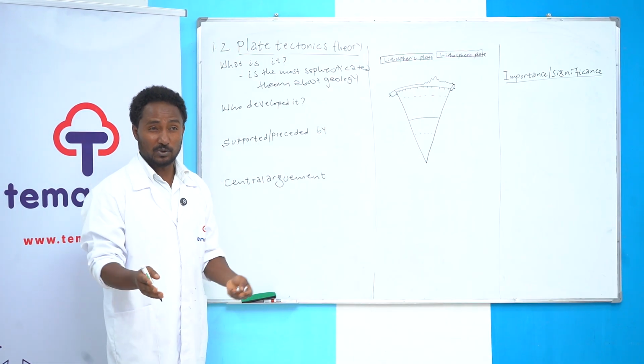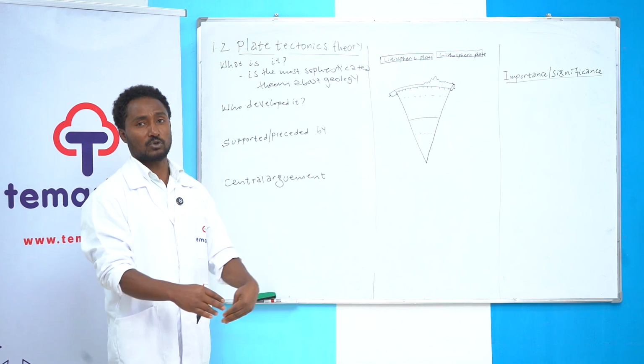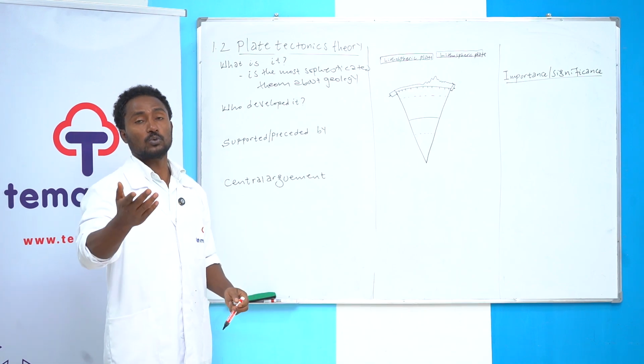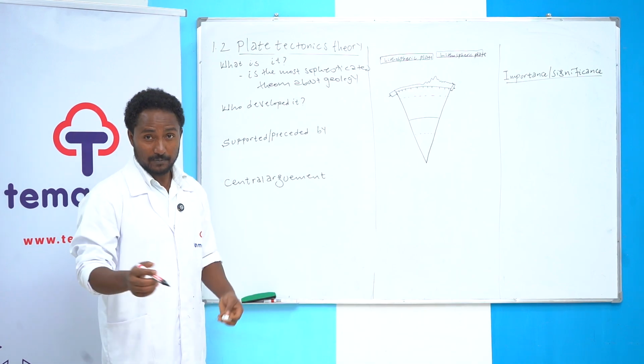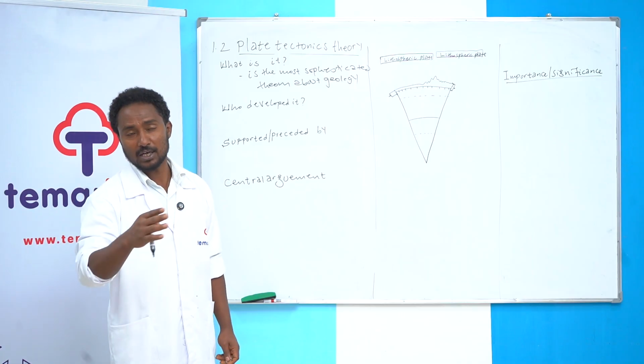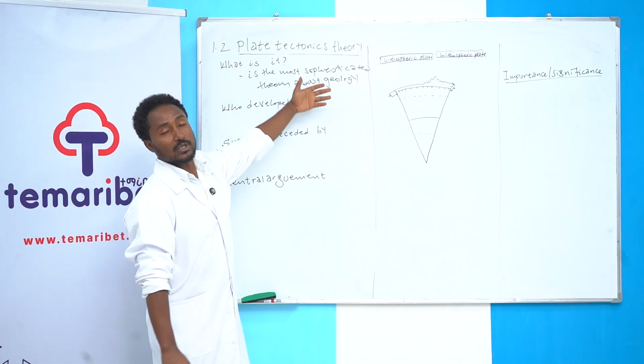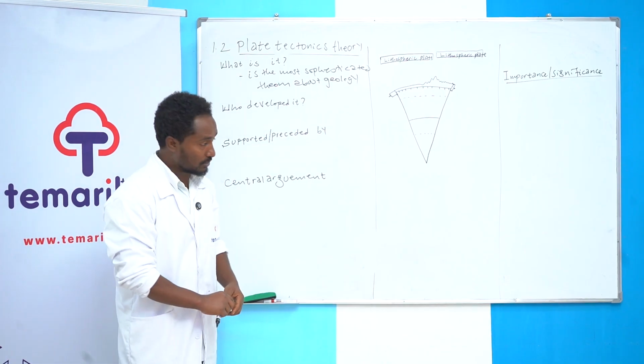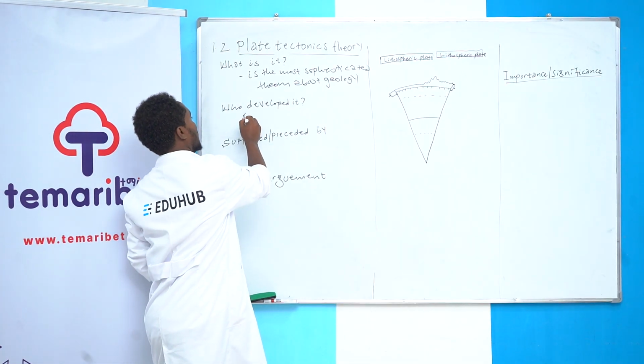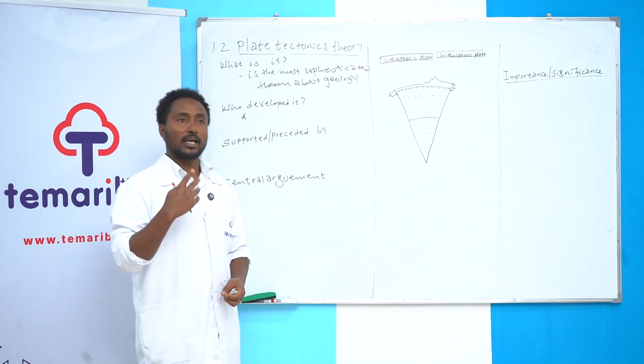Therefore, it is a theory that explains everything about geology, and it is also the supporting or explanatory theory that is missing in the continental drift theory we have seen previously. So, who developed this plate tectonics theory?